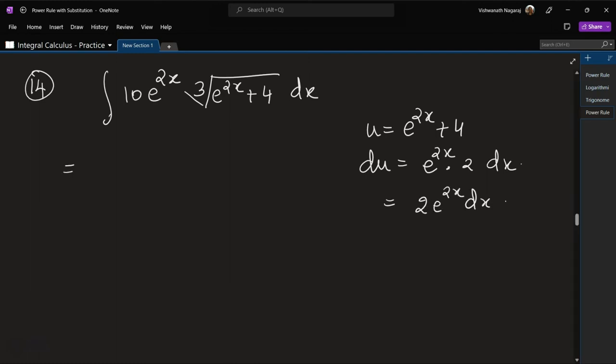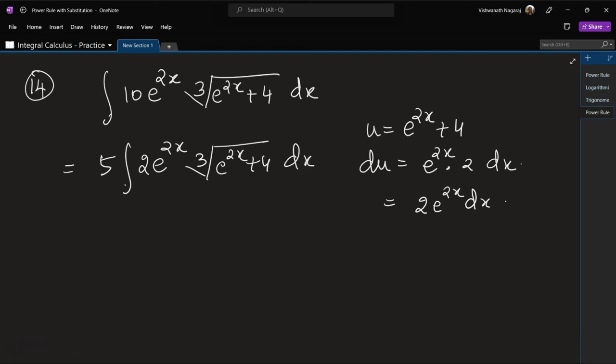Now here again, we need 2 e to the power of 2x. So let's factor out 5. So 5 comes out, and we are left with 2 e to the power of 2x cube root of e to the power of 2x plus 4 dx. Now let's do the substitutions. This becomes u to the power of 1 by 3 du.